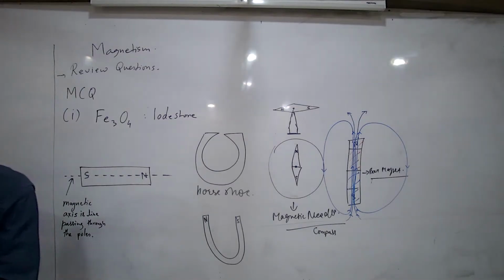Next question. State four properties of magnetic field lines. So first start, what is a magnetic field line?